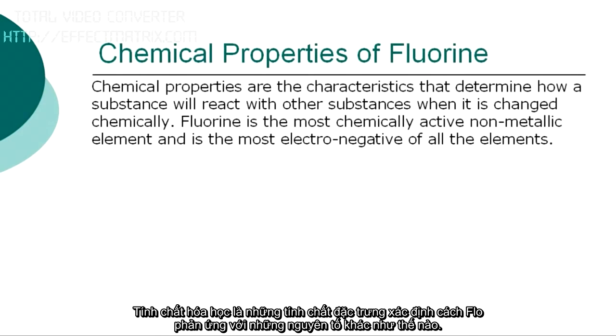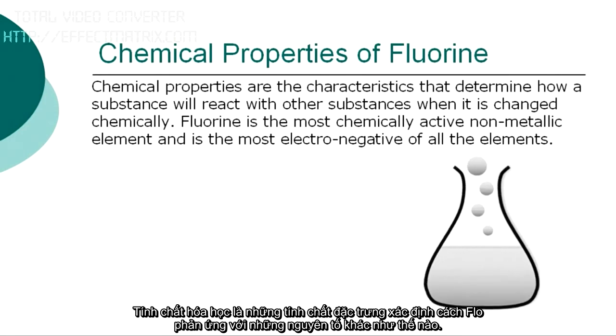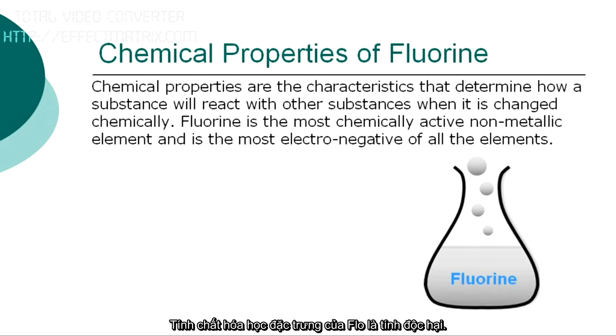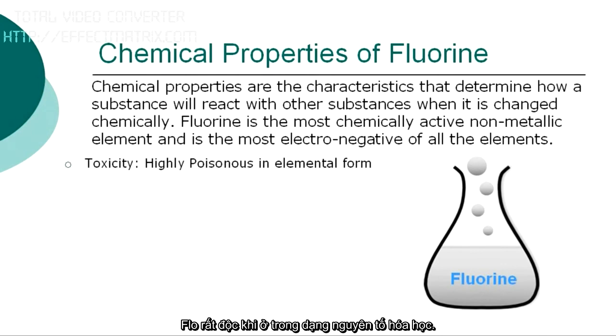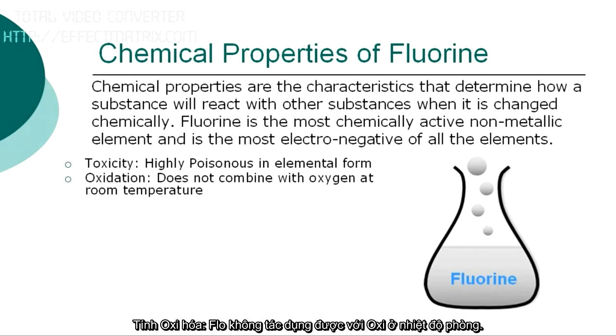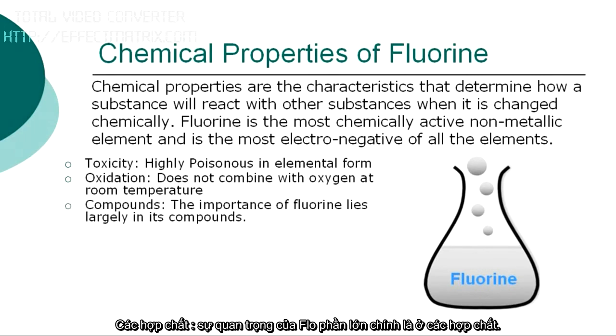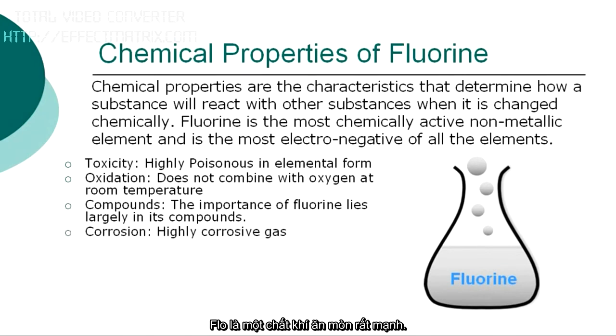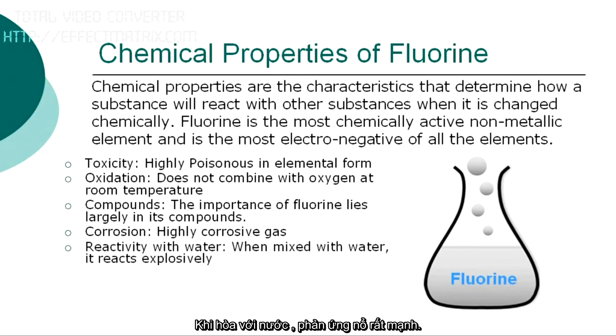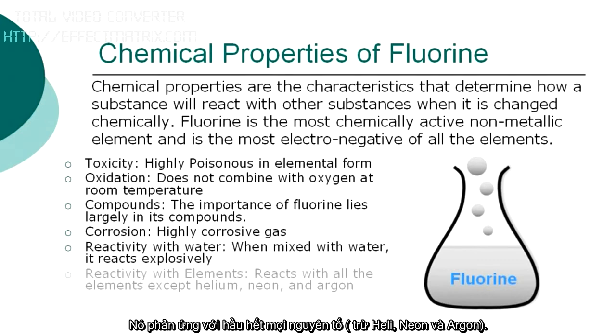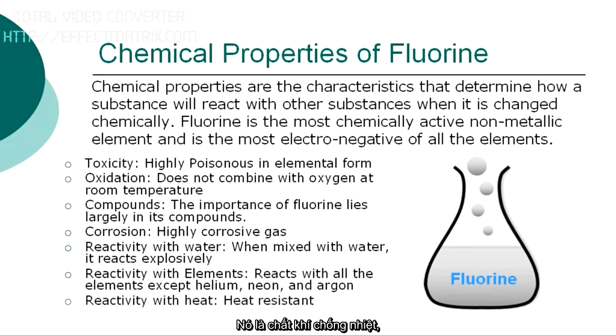The chemical properties are the characteristics that determine how fluorine will react with other substances when it is changed chemically. The chemical properties of fluorine are: toxicity, highly poisonous in its elemental form. Oxidation, does not combine with oxygen at room temperature. Compounds, the importance of fluorine lies largely in its compounds. Fluorine is a highly corrosive gas. When mixed with water, it reacts explosively. It reacts with all the elements except helium, neon, and argon. It is heat resistant. Fluorine is flammable.